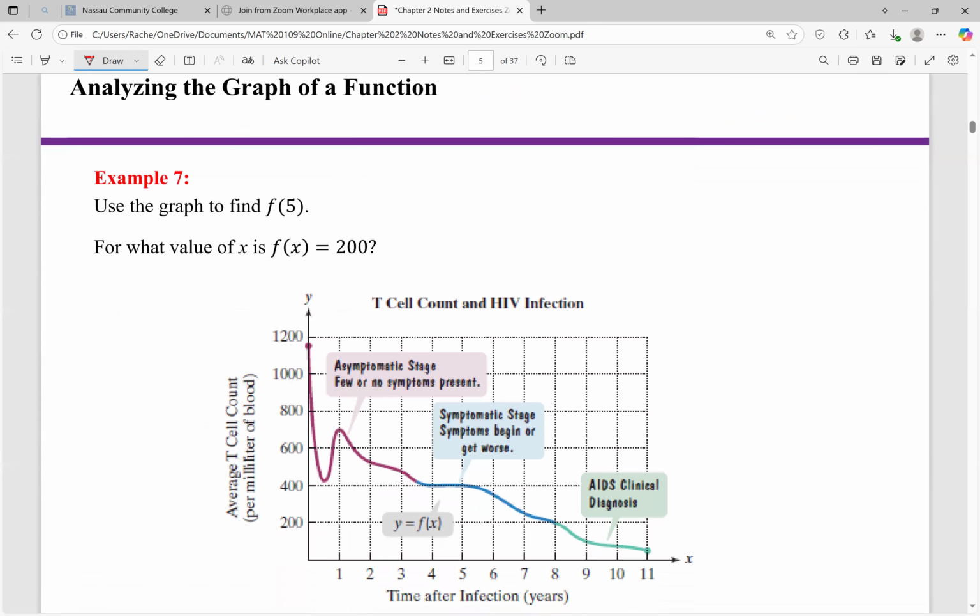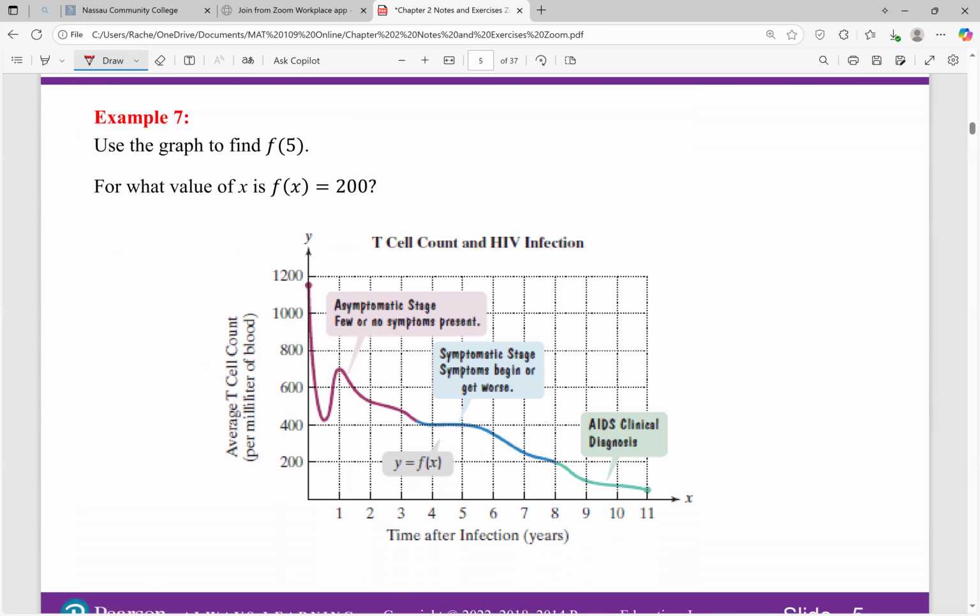Let's look at an example. So we'll look at example 7, where now we have to analyze the graph of a function. Let's suppose we have a function with variables that are realistic. We're going to look at time after infection as a function of the average T cell count for HIV infection. So the horizontal axis is in years. We have 1, 2, 3, all the way up to 11 years, and it's the number of years after a person is infected with HIV. And then on the vertical axis, this is the average number of their T cell count, their blood count.